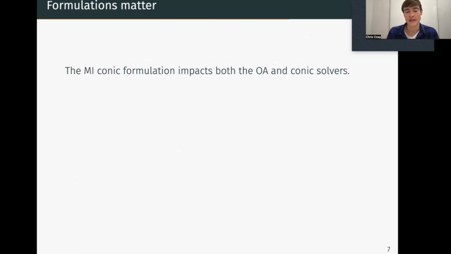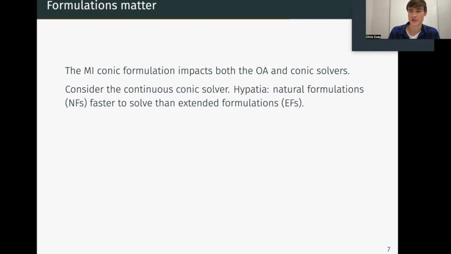So because we're calling out to both conic and MIP solvers, the formulation choice is going to impact both of these solvers. So consider first just the continuous conic solver. And taking Hypatia as an example, what we've found in our work with Hypatia is that natural formulations tend to solve faster than equivalent extended formulations, which are more complex and have higher dimensions. And this makes sort of intuitive sense.